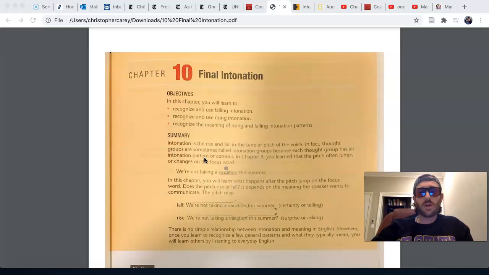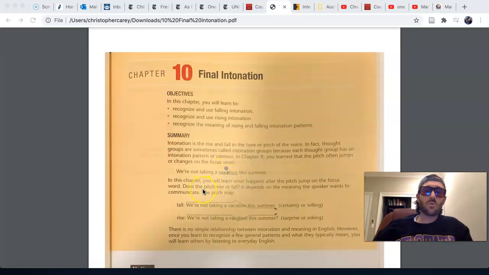Last chapter, in chapter 9, we talked about how the pitch or the tone of our voice will often jump as we come across a focus word, right? We're not taking a vacation this summer. Vacation. We have syllable stress there, and we have word stress because this is the focus word in the entire sentence. We're not taking a vacation this summer. So we talked about how pitch jumps when we pronounce a focus word.